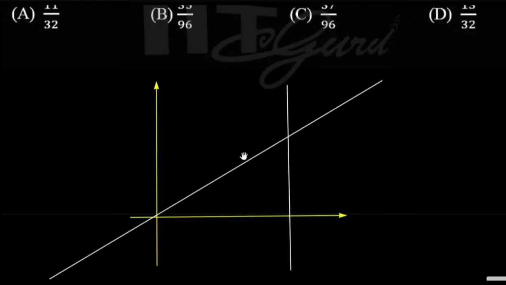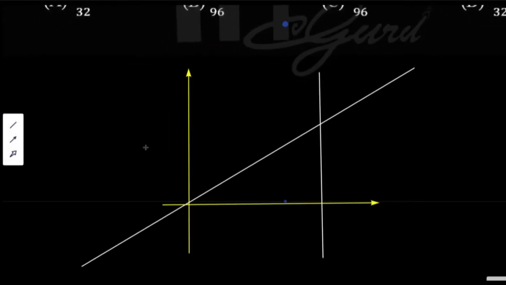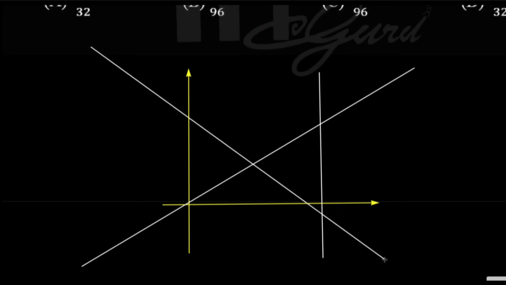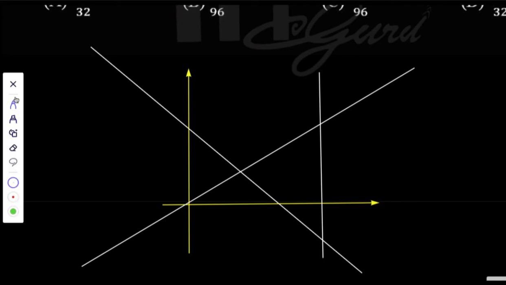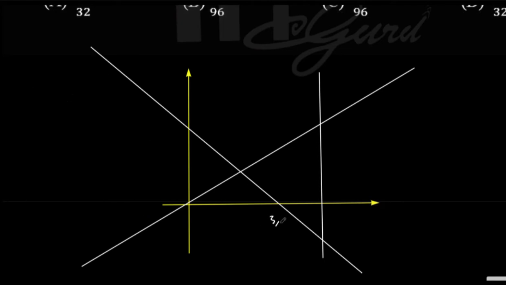Here we will draw. First of all, draw the line x plus y equal to 2, which means the intercepts are (2, 0) and (0, 2). So the line is like this. The point (2, 0) will be here, so that thing will be clear. So this line passes through (2, 0), and this is x plus y equal to 2.